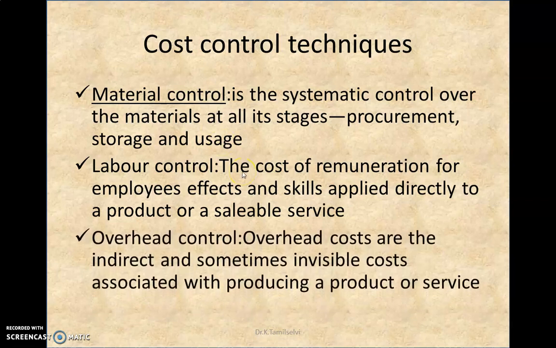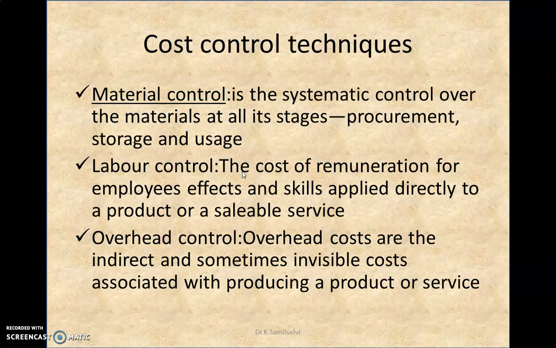The next control technique is called overhead control. Overhead costs are the indirect and sometimes invisible costs associated with producing a product or service. Overhead costs are operating costs of a business enterprise, which cannot be traced directly to a particular unit of output. Cost can be broadly divided into two, that is direct cost and indirect cost. Direct cost is that portion of cost which can be directly identified with output or operation.